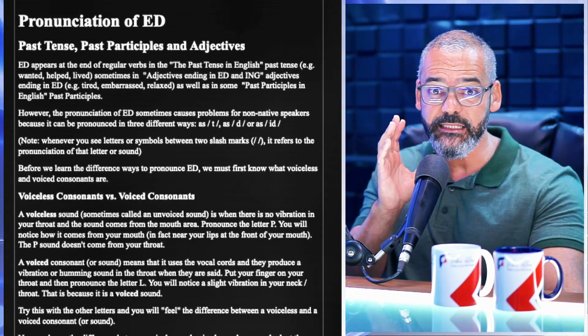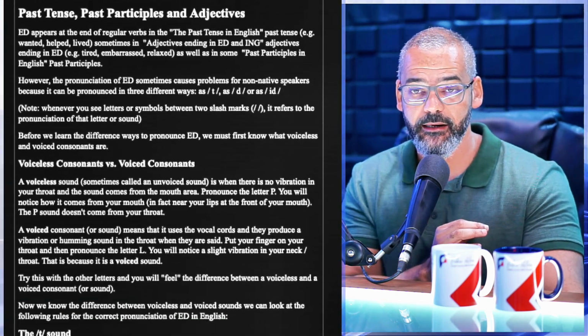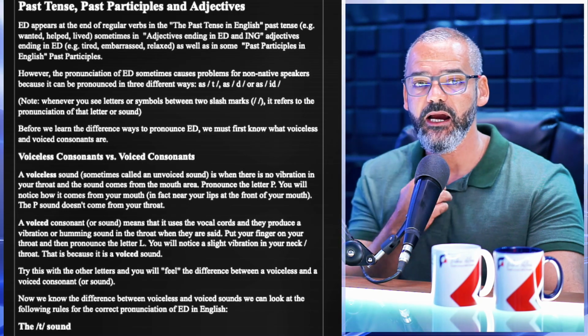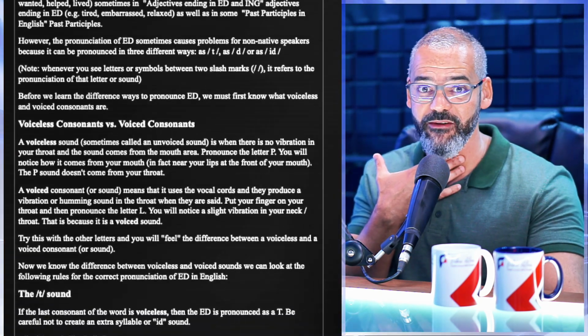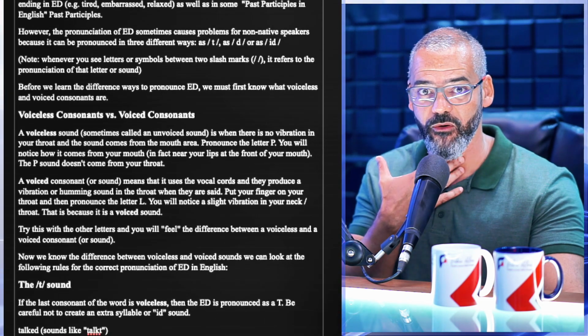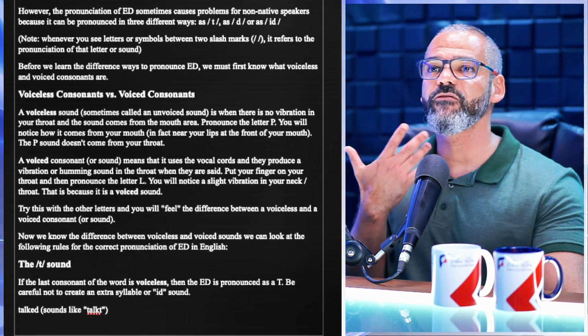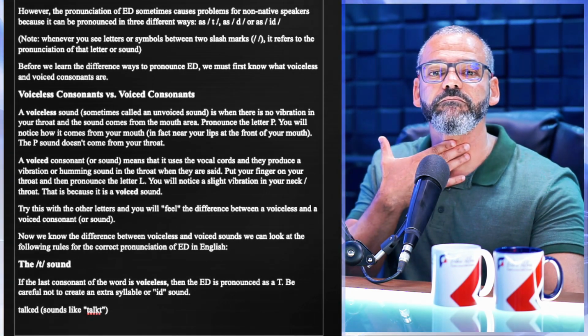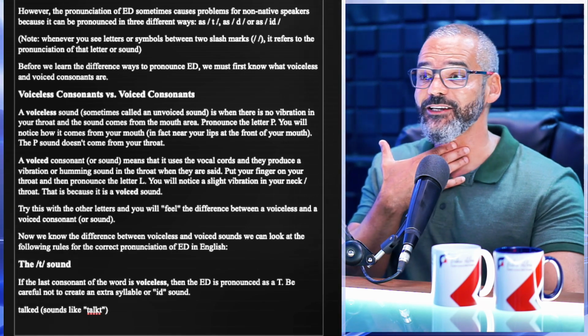But for example, let's stick to the word work. If you take the last sound, no matter how much you try, you cannot even feel any vibration here in the vocal cords. There are no vibrations. What would vibration be like? Like this. But when I say work, there is no vibration.